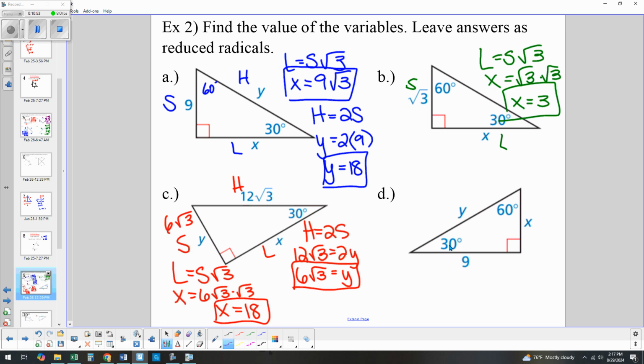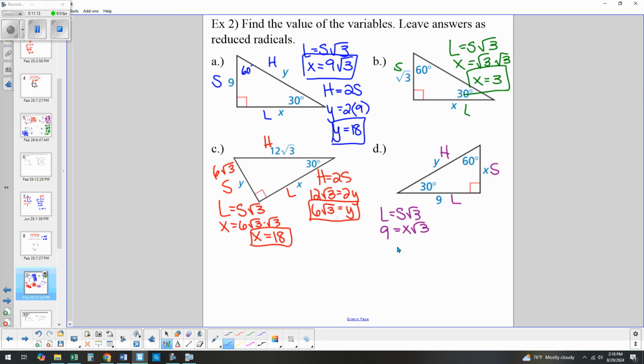And for my last one here, this 30 means across from it is the short side, across from 60 is the long, and across from our right angle is our hypotenuse. I'm given L, so I'm going to start with the L formula. So 9 equals x root 3. I'm going to divide by root 3, and we're going to do our sneaky business. So we're going to divide 9 by the 3 and get 3, and then bring the square root of 3 up to the top. So x would be 3 root 3.